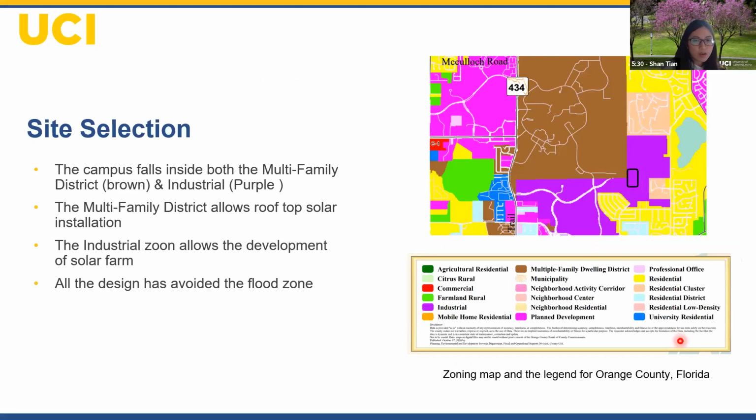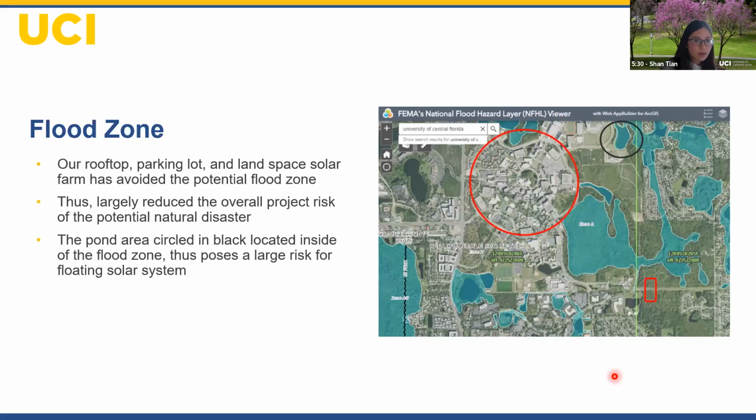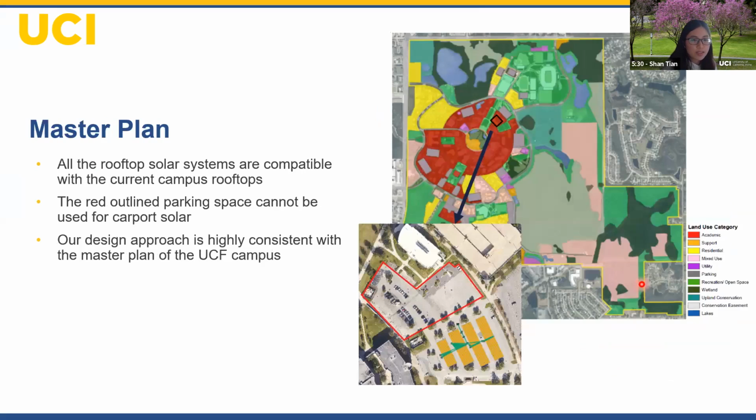According to the Orange County Code of Ordinances, the campus is located in a multi-family district and an industrial district. Both districts allow rooftop and open space solar installation. We also consider the flood hazard. According to the FEMA flood hazard map, our design on rooftop buildings and open land area, both circled in red, are safe from hazards. However, the black circle above is the pond area, which has the potential risk of flooding. Thus, we did not place any floating system there. So our design of the solar system is highly compliant with the university master plan.